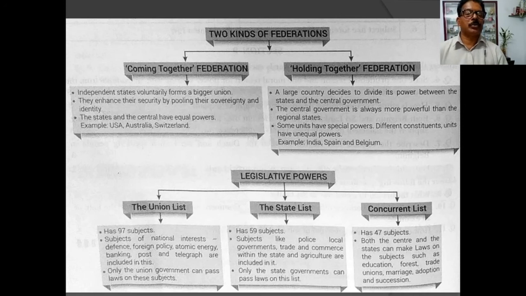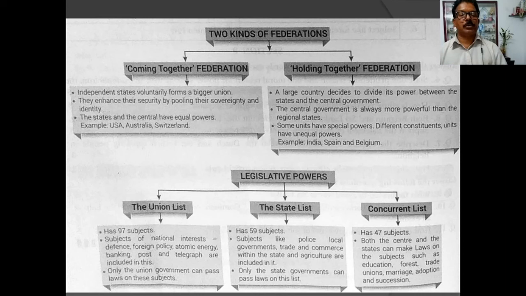Now let us move on to holding together federation. When a large country decides to divide its power between the states and the central government, it is called holding together federation. The central government is always more powerful than the regional states. So in a holding together federation, it is almost like a unitary form of government. Some units have special powers. Different constituent units have unequal powers. Examples of a holding together federation: India, Spain, and Belgium.